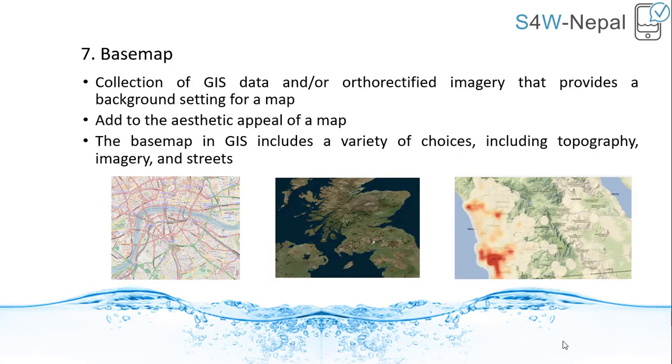Lastly, base map. The term base map refers to the collection of GIS data and/or orthorectified imagery that provides a background of geographical context for the content you want to display in a map. Also, it adds aesthetic appeal to a map, and the base map in QGIS includes a variety of choices including topography, imagery, and streets. Here we can see some example of base map that we can use in QGIS.